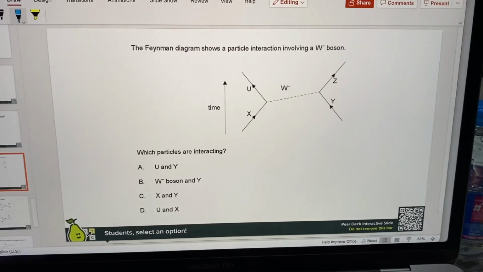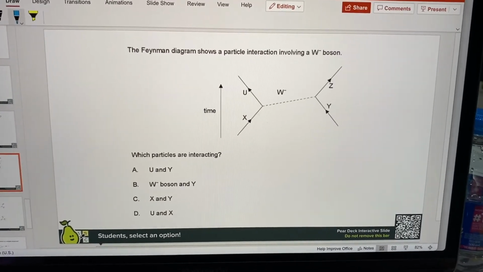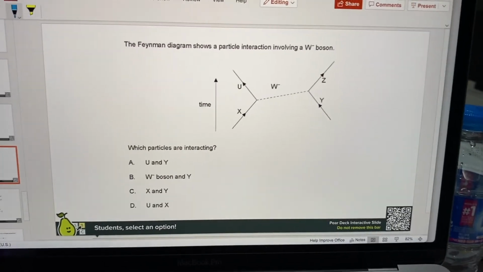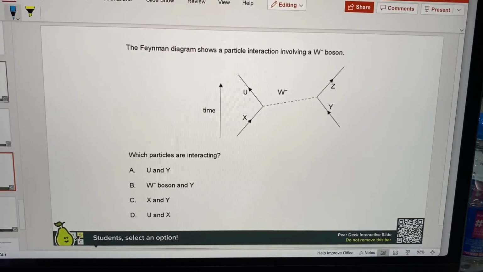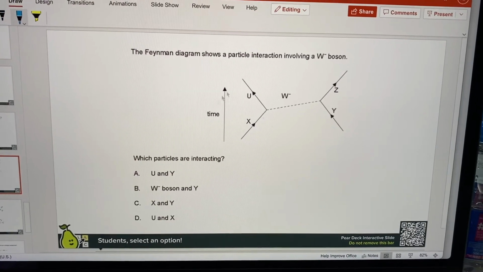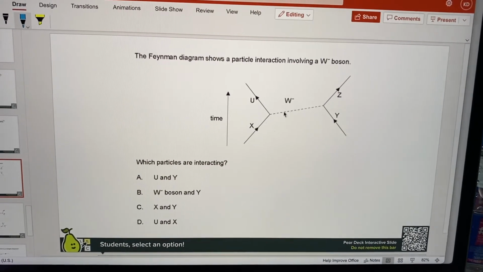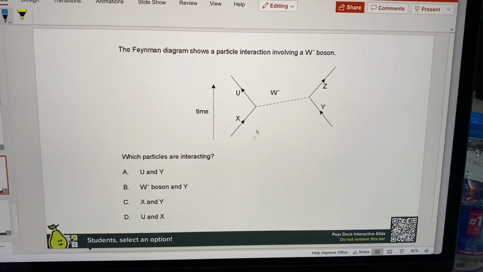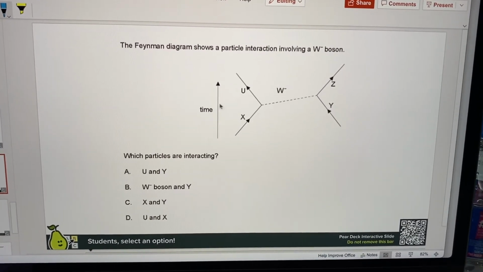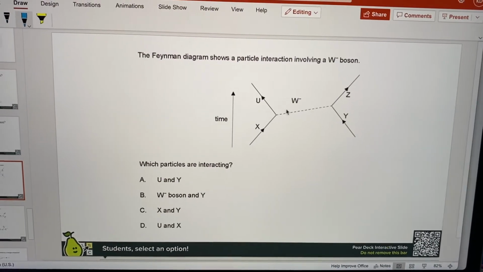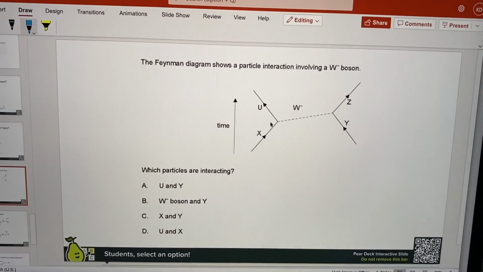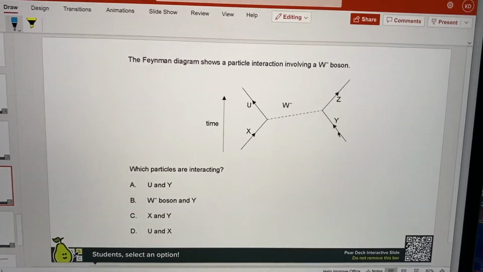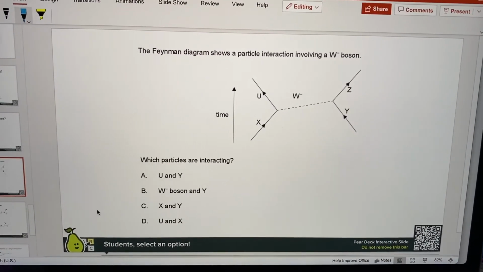Okay, last little bit, I'm going to just quickly look at the IB questions. In this one we have a Feynman diagram showing a particle interaction, and it says that that is mediated through the W minus boson. In this case, you've got a dashed line instead of a wiggly line. Same thing, it's fine. Which particles are interacting? What you have to look at is the interaction point in time. Before the interaction point, we have X and Y. So those must be the two things that are interacting. That gives us C there.